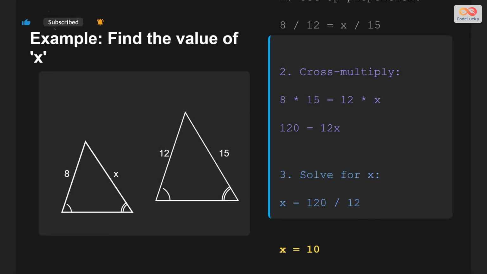In this example, we have two triangles that are similar by angle-angle. We want to find the length of side X. We can set up a proportion: 8 is to 12 as X is to 15. By cross-multiplying, we get 8 times 15 equals 12 times X, which means 120 equals 12X. Dividing both sides by 12, we find that X equals 10.